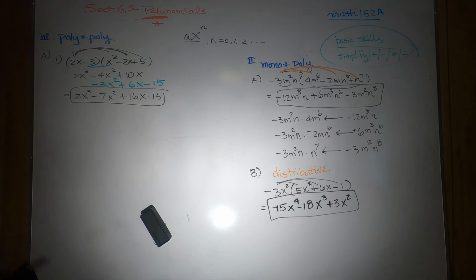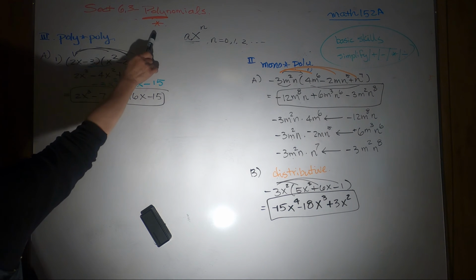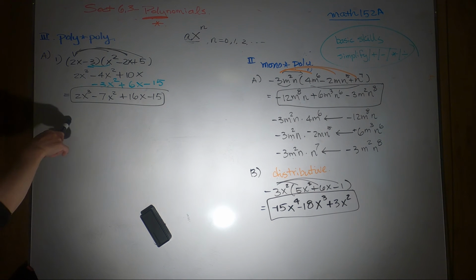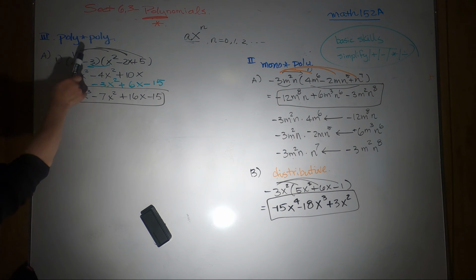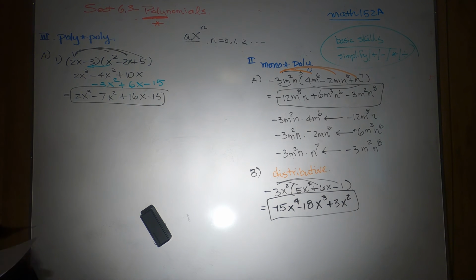So we can do what? Multiplying polynomials, right? Many terms times many terms. You just have to do one at a time. Then clean up at the end by what?